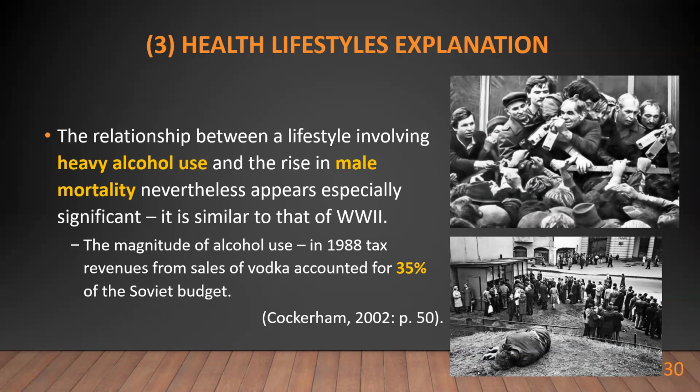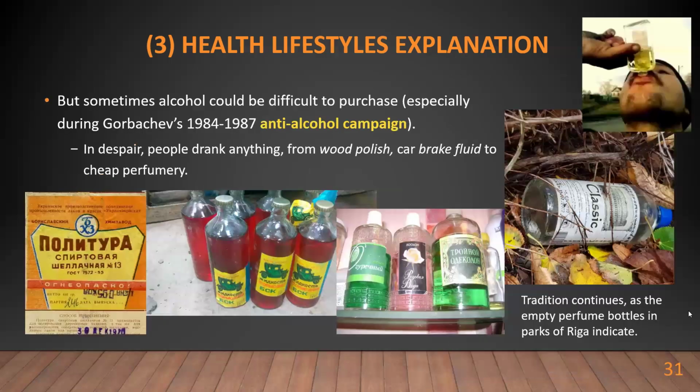The magnitude of alcohol use in 1988, as the tax revenues show, was such that the revenue from vodka sales accounted for 35% of the Soviet budget. So this is industrial scale drinking, and that kind of drinking is a response to something. And in the picture, you can see the lines and the people frantically fighting for a couple of bottles of vodka. Of course, you would have a quota. They wouldn't sell you more than 2 bottles of vodka per person. And you would have lines, and in the lower picture, that's not vodka. That's where you buy beer, perhaps. And of course, the drunk people buying that, and so on. So the population was drinking heavily.